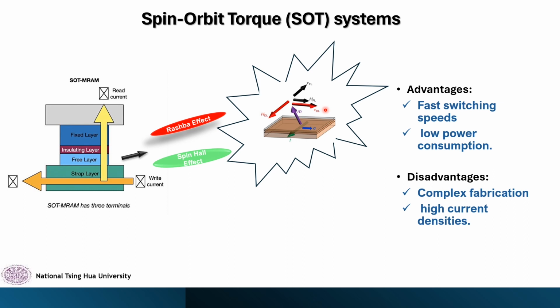It's a basic and generally used structure, SOT devices in MRAM, but there are some advantages and disadvantages with these devices, like fast switching speed and low power consumption. But the disadvantage is that they have complex fabrication and a high current density required for writing.